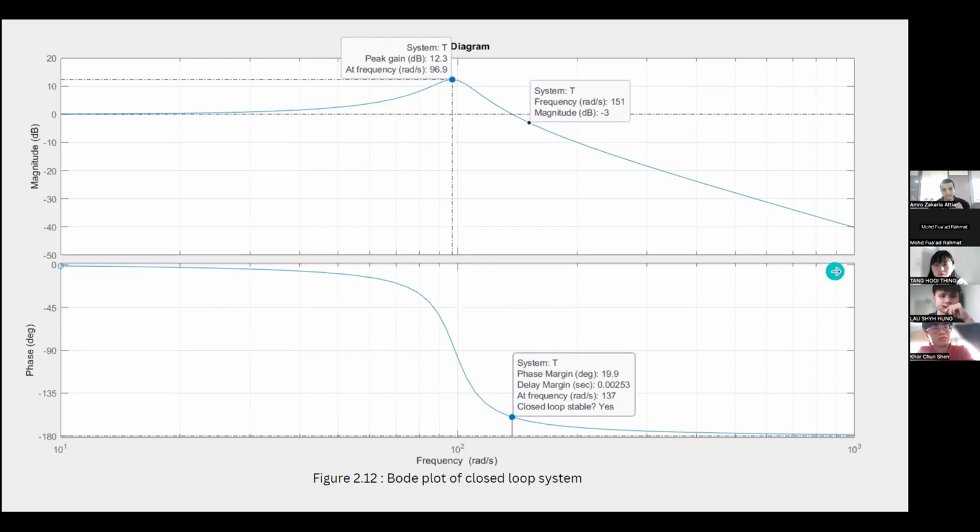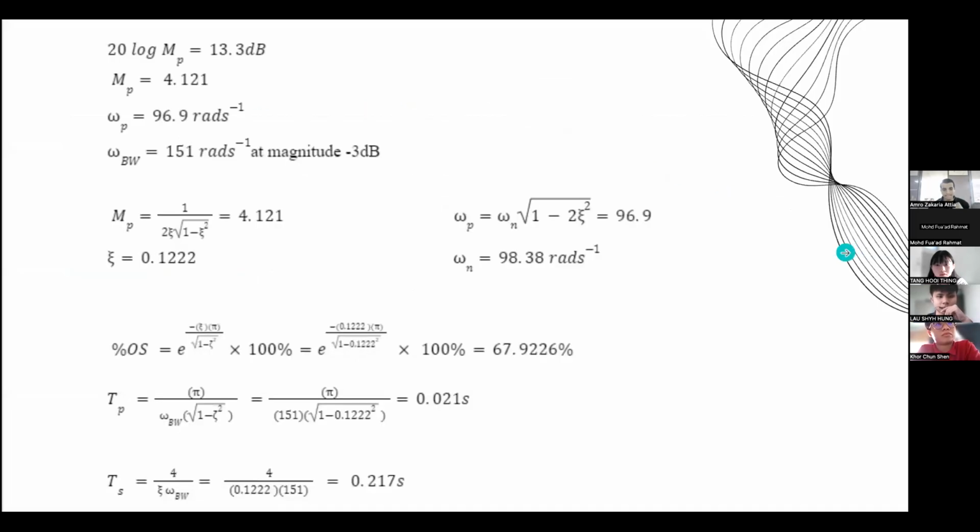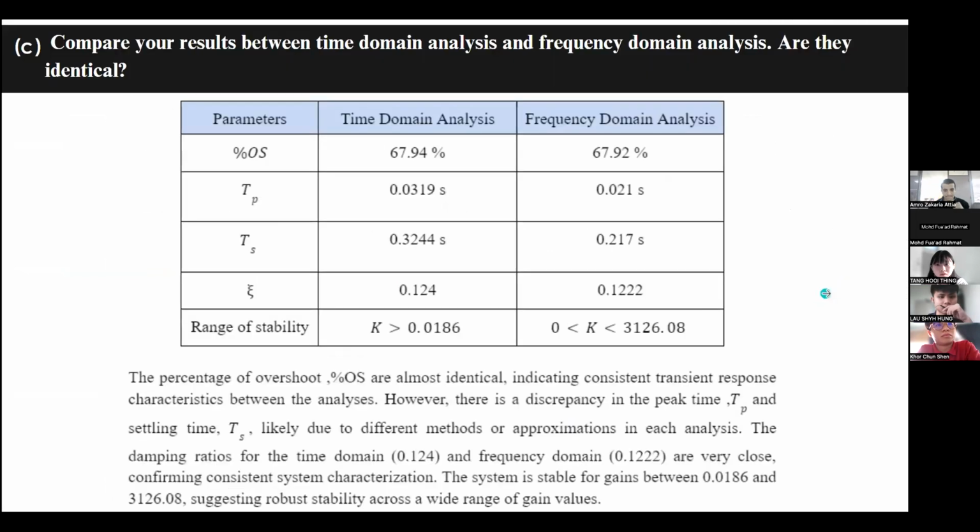So from the table, we can clearly see that the overall system parameters are almost identical. This indicates a consistent transient response characteristic between both analyses. However, there is a discrepancy in some parameters, likely due to different methods or approximation in each analysis. The system shows a stable characteristic in both analyses.